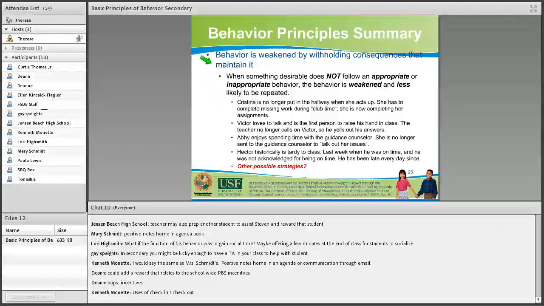Also know behavior is weakened by withholding consequences that maintain it. So when something desirable does not follow an appropriate or an inappropriate behavior, the behavior is less likely to be repeated. So, for example, let's see, something desirable. Christina's no longer put in the hallway when she acts up. She has to complete missing work during club time, and as a result, she's now completing her assignments. So before she was doing something inappropriate, she was being sent out. We're no longer sending her out. We're making her stay in class. So she's less likely to act out.